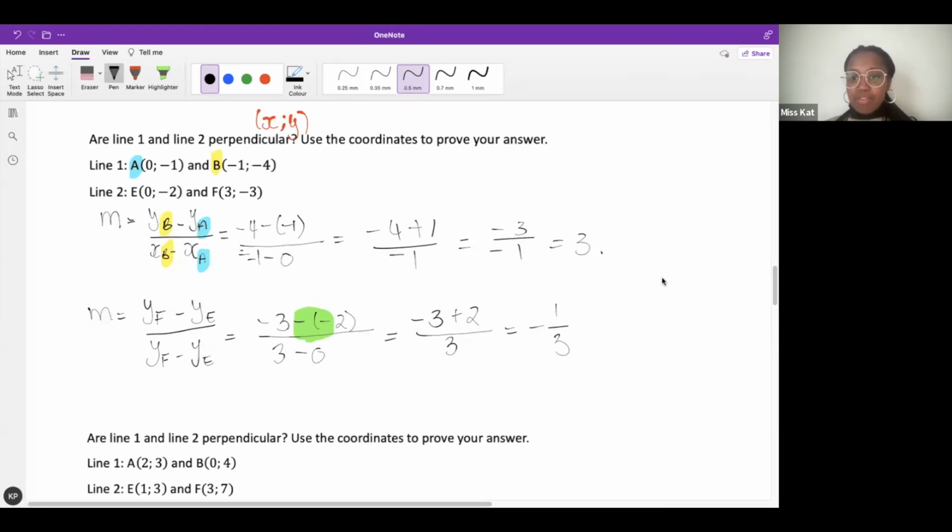Okay, we have 2 gradients. Are these 2 lines perpendicular? Are these 2 lines perpendicular? Offensive says no. Okay. Let's wait for others. Let's hear everyone else's response.